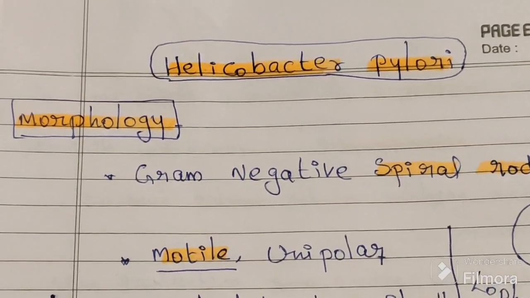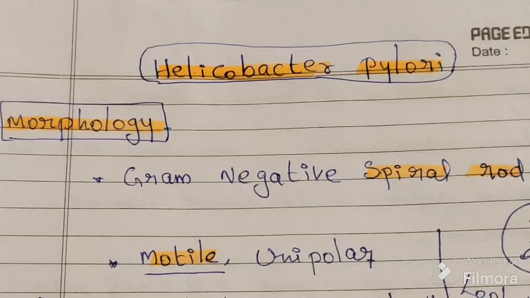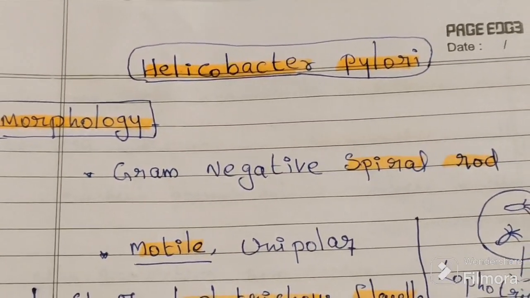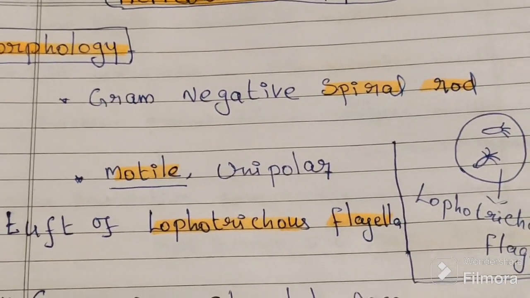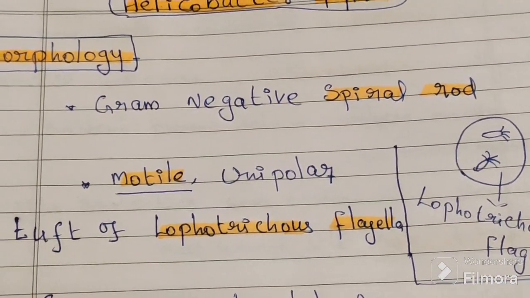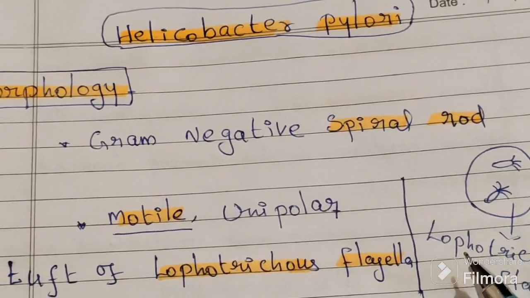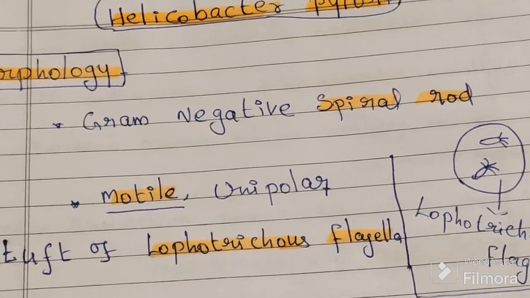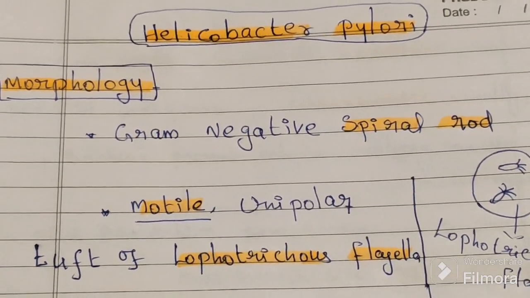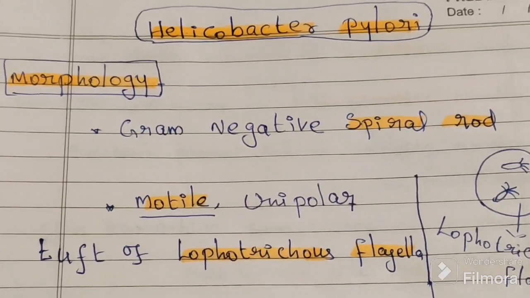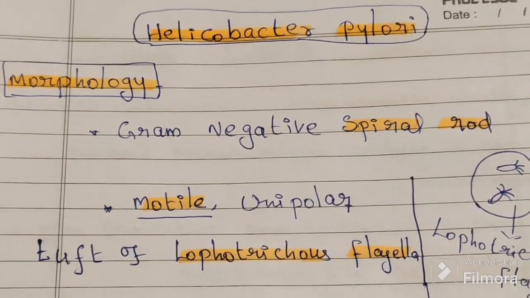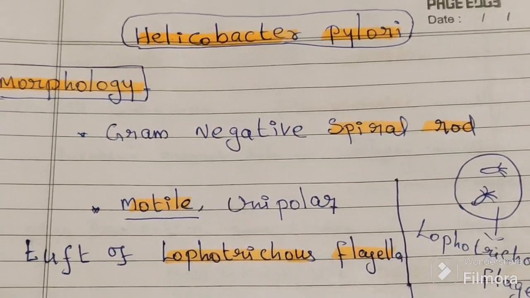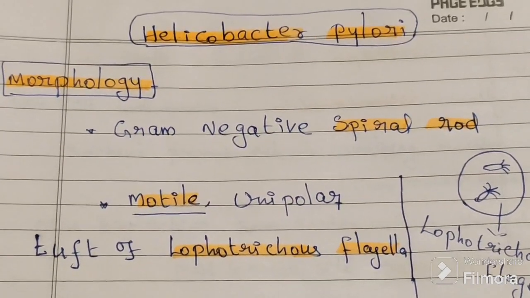In this video, we'll discuss Helicobacter pylori. Morphology: it is a gram-negative spiral rod, gram-negative spiral bacilli, which has lophotrichous flagella, that is a unipolar tuft of flagella situated at one end. So it is motile with the help of the unipolar tuft of flagella.